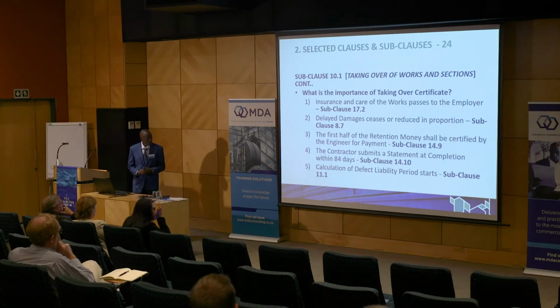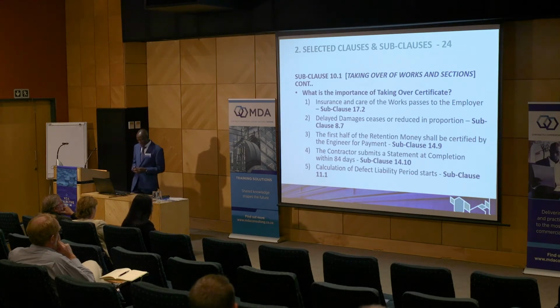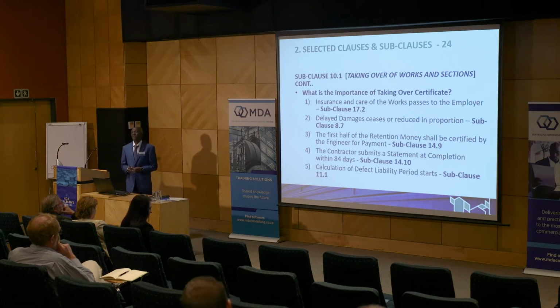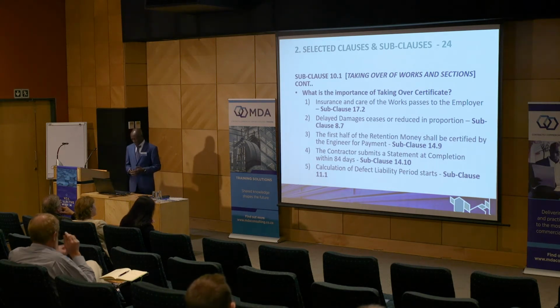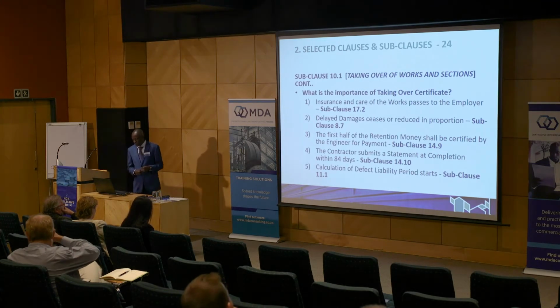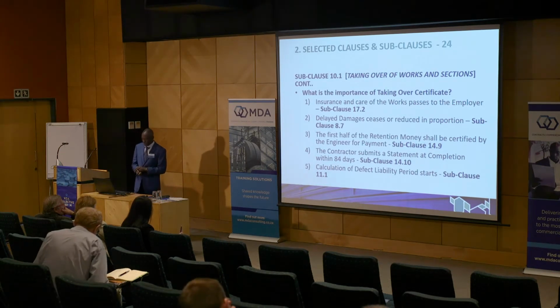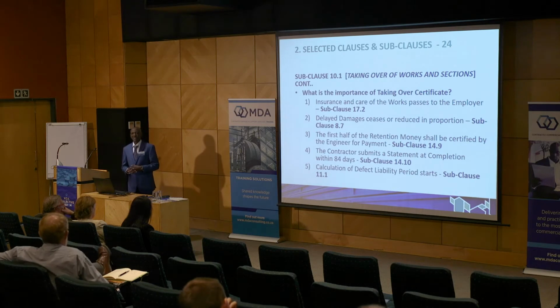The first half of the retention money shall be certified by the engineer for payment. So if the retention money was 10%, 5% is to be released at this stage. The contractor also, on his side, is supposed to start the preparation of the statement at completion, which must be submitted within 84 days.